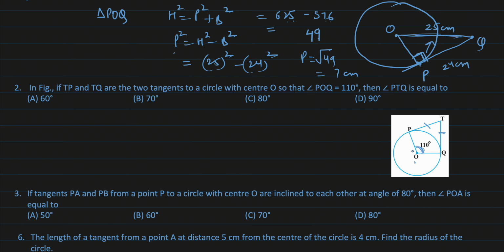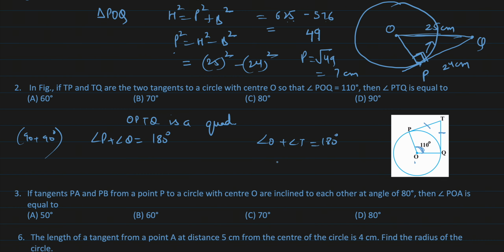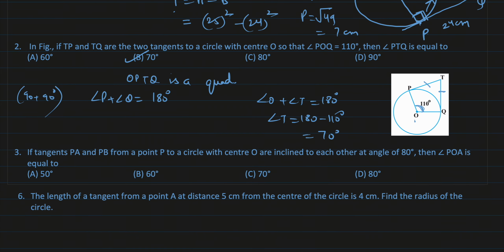As I told you, OPTQ is a quadrilateral, right? So you know angle P plus angle Q is 180 because both are 90, right? 90 plus 90. So I know that angle O plus angle T is also 180, from 360 minus 180, by the quadrilateral angle sum. So angle O is 110, so what will T be? 180 minus 110, which is 70 degrees. I hope this is also clear, students. Now let's move to the next question.